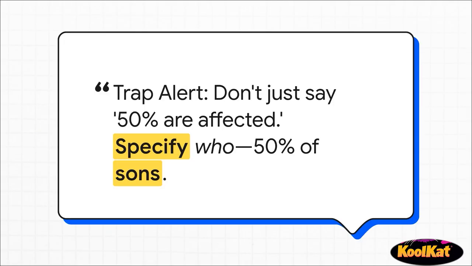And this right here is the pro-level trap. The GED loves to get you with the wording. If the question asks, what percentage of the sons are affected, the answer is 50%. But if it asks, what percentage of the children are affected, well, that's only 1 out of the 4 boxes, so the answer is 25%. You have to read the question with a magnifying glass to see exactly who they're asking about.